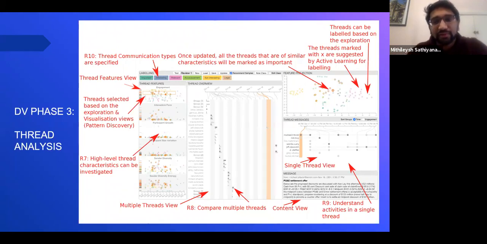A single thread view could be just a very simple condition. So we call it a simple thread view. There's a small thread and then it stops at some point. Whereas with multiple threads, you have a cross relation between multiple conditions of a patient. And that's where you start comparing the multiple threads.